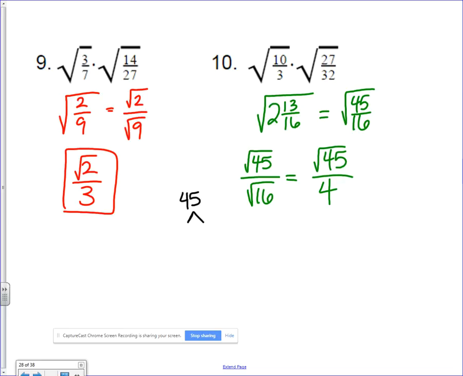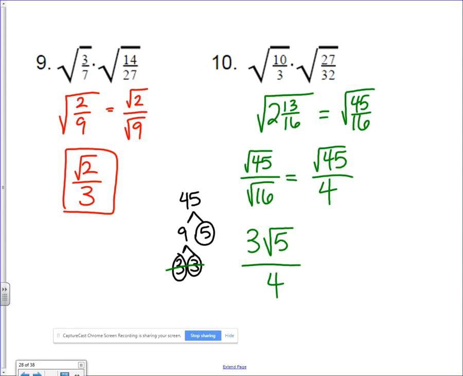Say it again. 8 and 5? Oh, that's 40. You're close, Autumn. 9 and 5. There you go. And the 9 breaks down to 3 and 3. So what's going to get out of there? A 3. What's left underneath? And what do we have in the denominator?